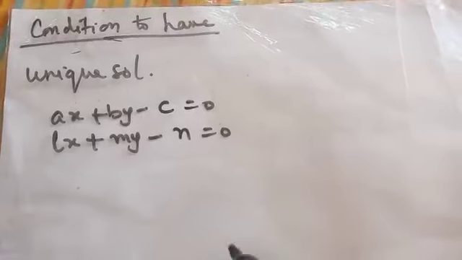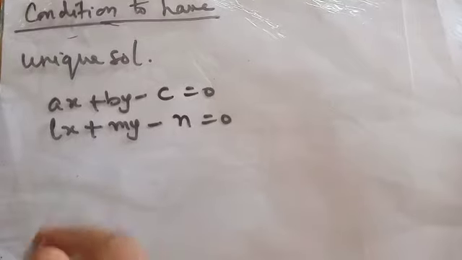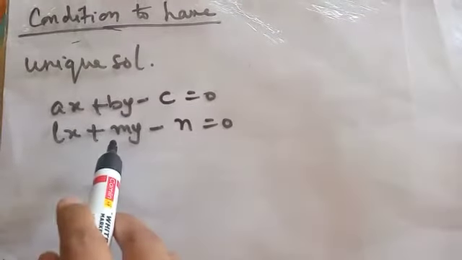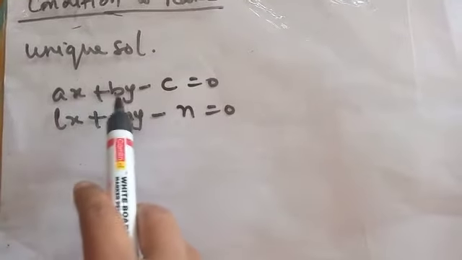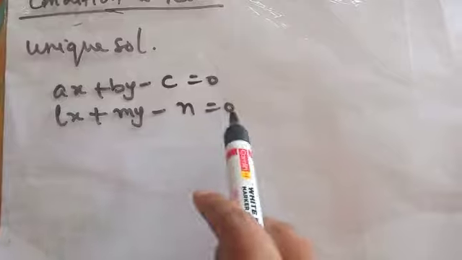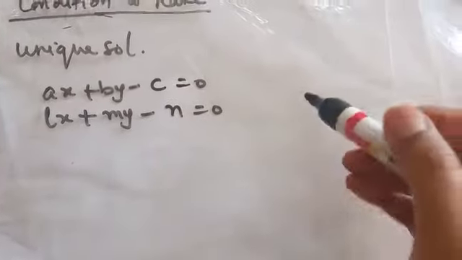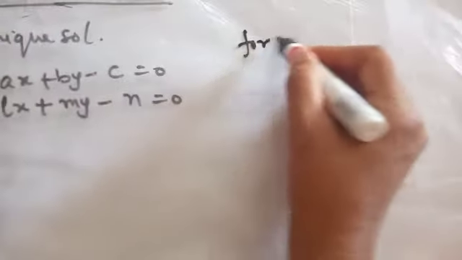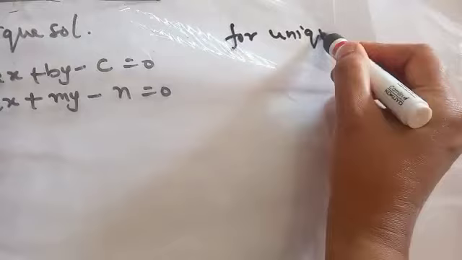In this video, we are going to discuss the conditions so that we have unique solution, no solution or infinite solution. We are given set of linear equation and I have written them in standard form. So everything equal to 0. ax plus by minus c is equal to 0 and lx plus my minus n is equal to 0. Now you remember, for unique solution, what was the formula for unique solution?